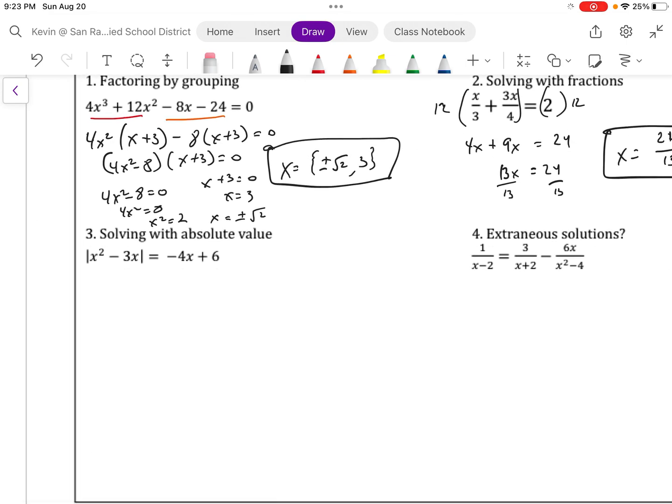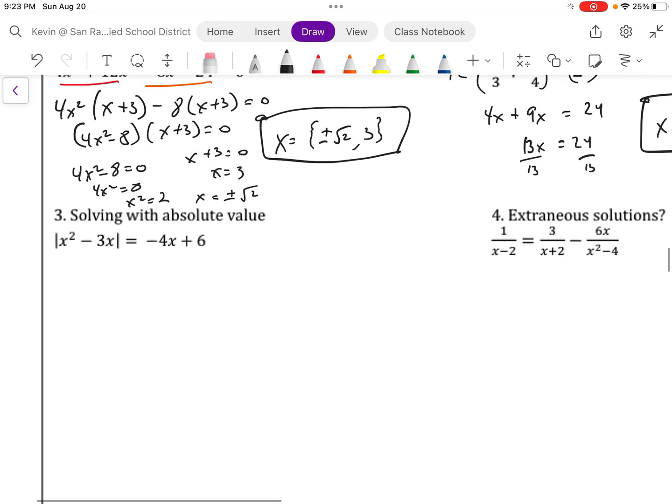Coming over here, solving for absolute value. We did that, I believe, earlier. And we have to do it two ways. I'm going to do green. X squared minus 3x equals negative 4x plus 6. So in this case, we're basically treating this like it's the positive. Remember, if we have absolute value of 5, it equals 5. Absolute value of negative 5 is also 5. So we have to treat it both positive and negative.